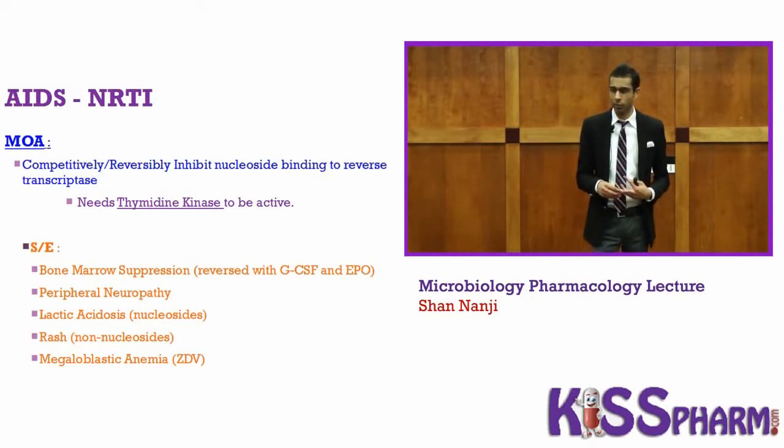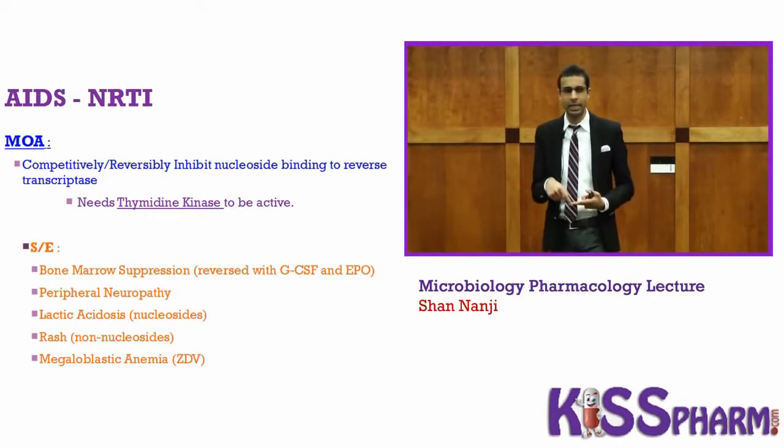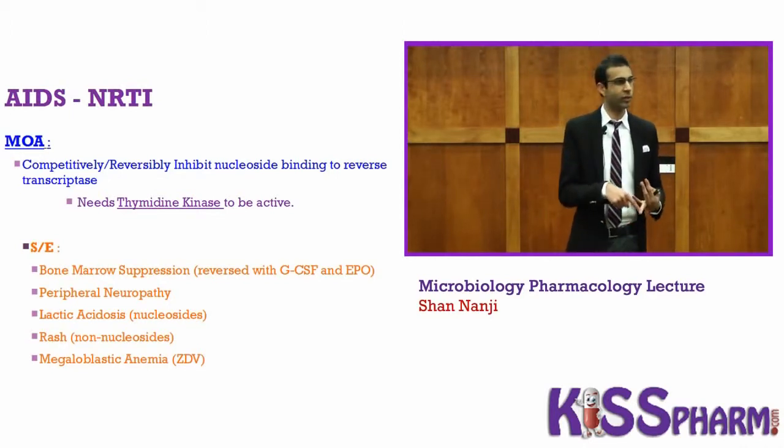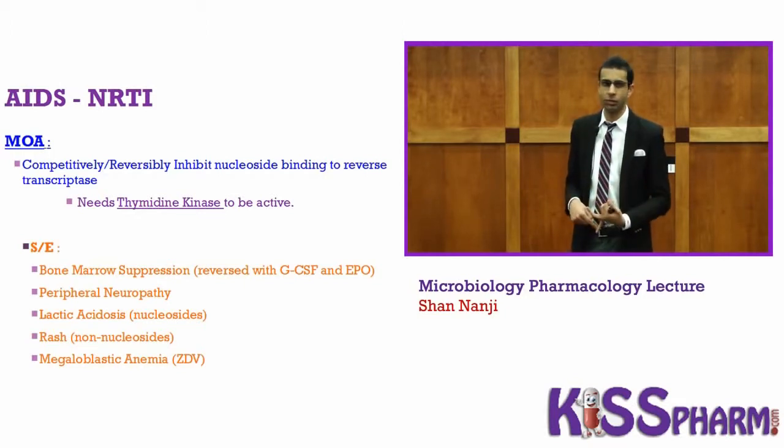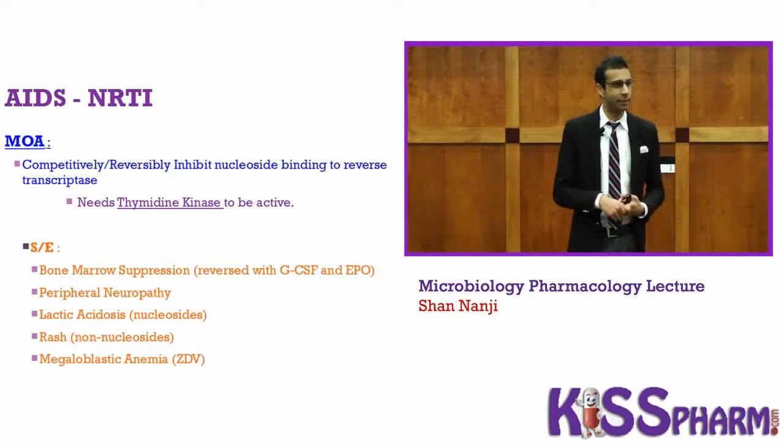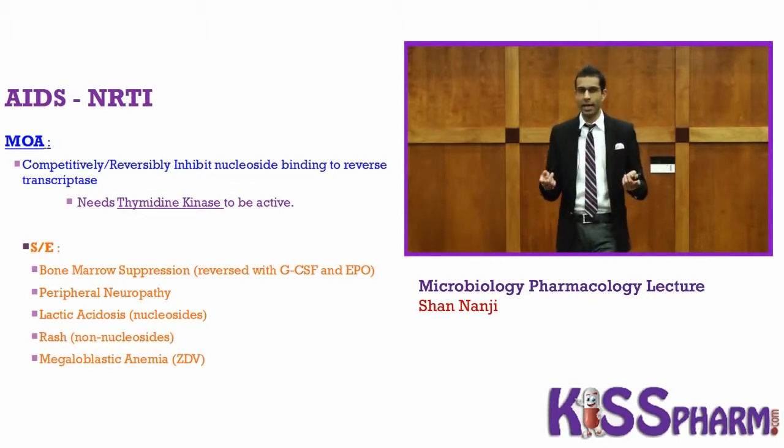So bone marrow suppression, which can be reversed with G-CSF and EPO, okay, as well as peripheral neuropathy, lactic acidosis, and megaloblastic anemia. I want you to keep reviewing those things, and when you're at home, I want you to repeat these out loud as we repeat them out loud here. So let's go over the side effects.